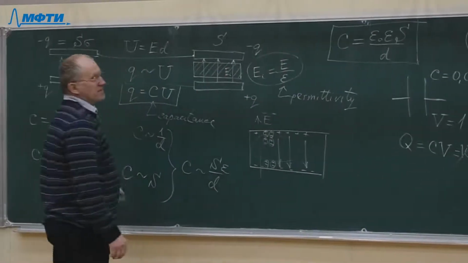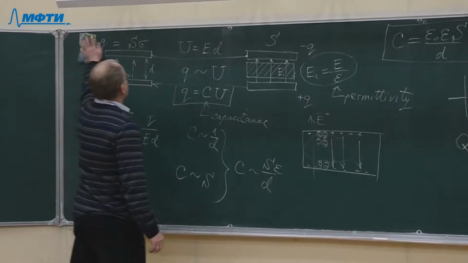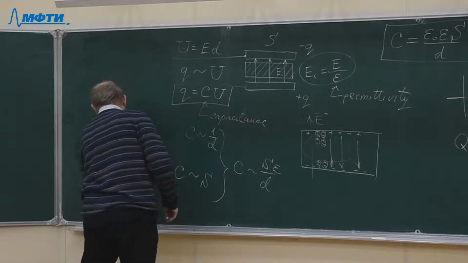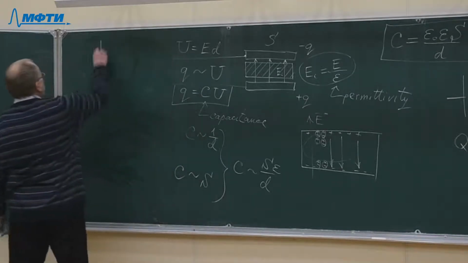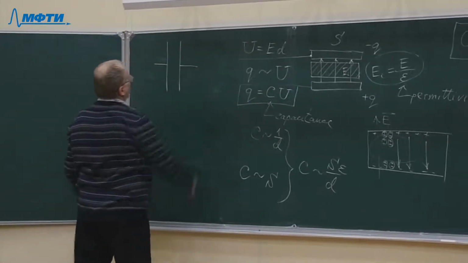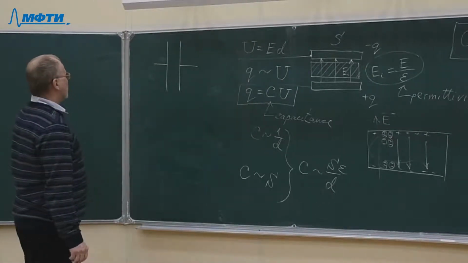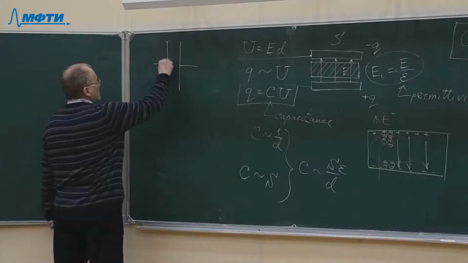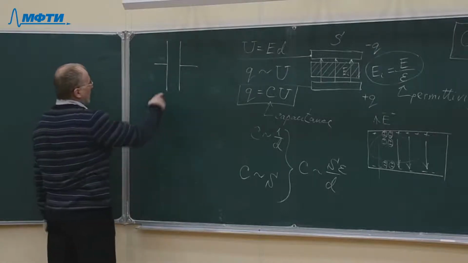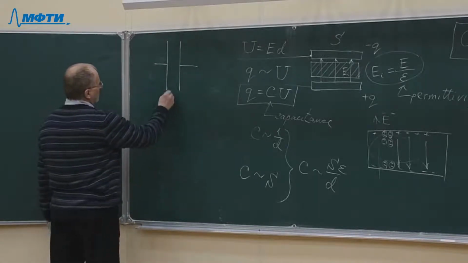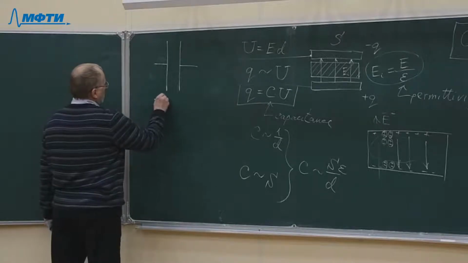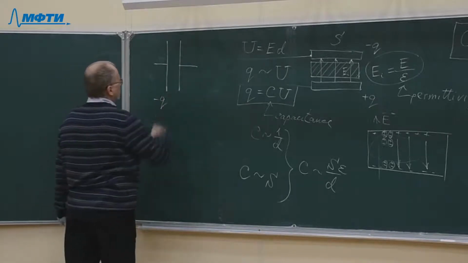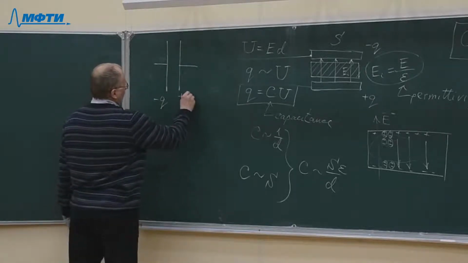Another thing I wanted to discuss will be a simple question: what is the charge of a capacitor? Suppose we have a capacitor consisting of two parallel flat plates, and this is a conductor, a piece of metal, and we may put any charge on this conductor. Suppose we put a charge minus Q. Now this is also a conductor, a piece of metal, and we can put any charge here. Suppose we put a charge plus 3Q.